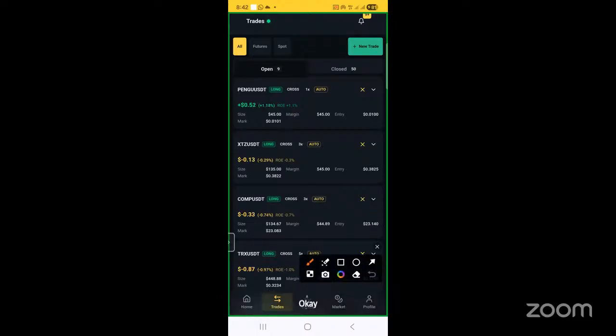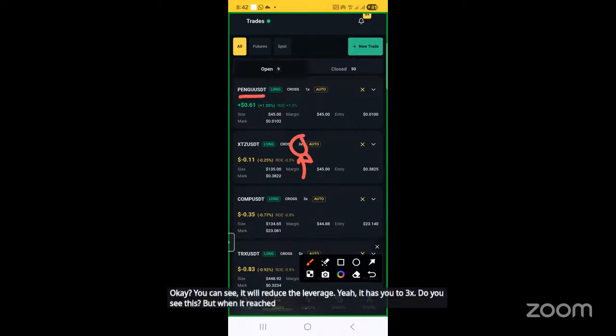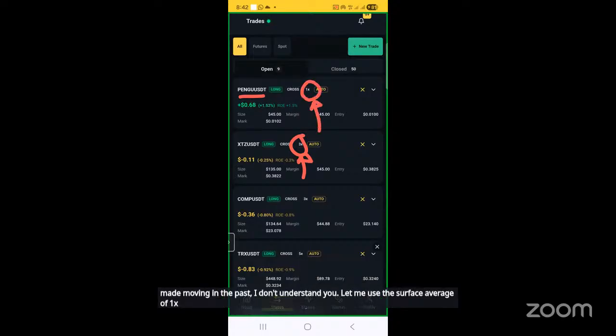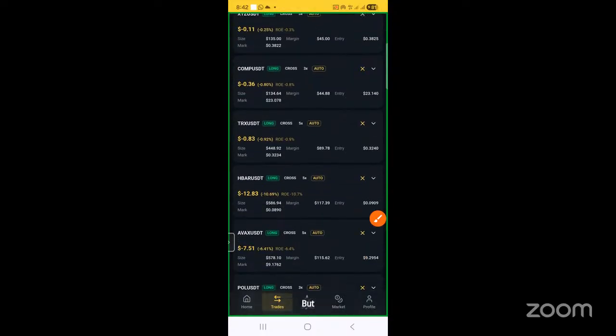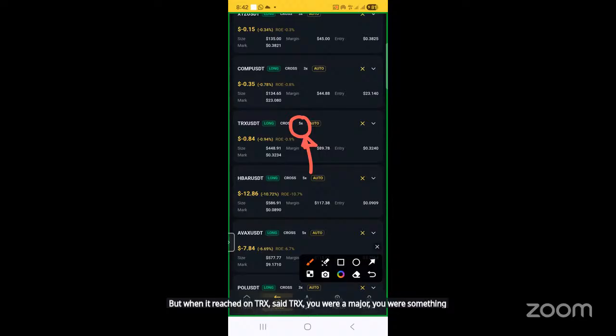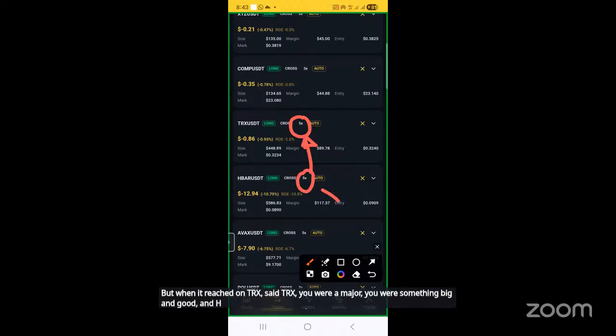You can see it will choose the leverage. It has used 3x. But when it reached Pengu, it said, Pengu, the way you have been moving in the past, I don't understand you, let me use a leverage of 1x. But when it reached TRX, it said, TRX, you are a major, something big and good, let me use 5x. So the bot is going to do all this for you.